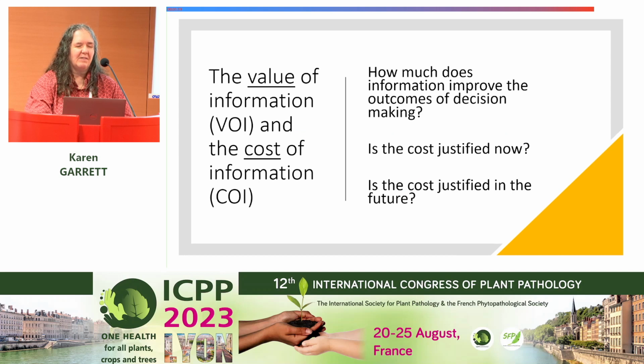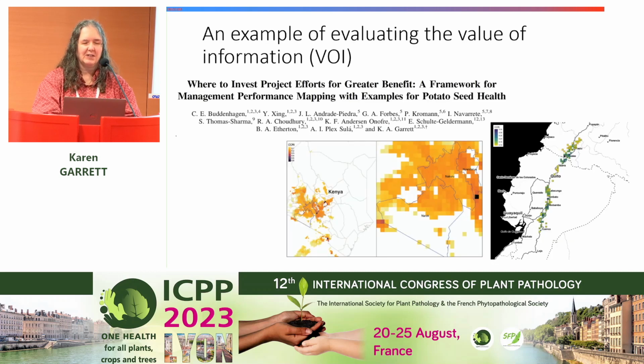We can also think about the value of information and cost of information. I think it's good to keep those in mind, like, is the cost of generating different kinds of information justified now? But of course, we can't always anticipate what will be useful in the future, so we don't want to cut ourselves short there. So do we anticipate the cost could be justified in the future?